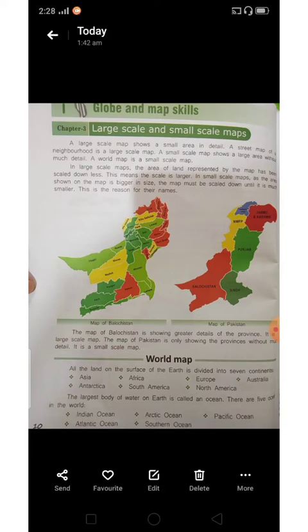Okay, as you can see here, the map of the Balochistan is showing greater details of the province. You can see this red area in this map. This is Balochistan and it is showing greater details of the province. It is a large scale map. The map of Pakistan is only showing the provinces without much detail. It is called a small scale map.